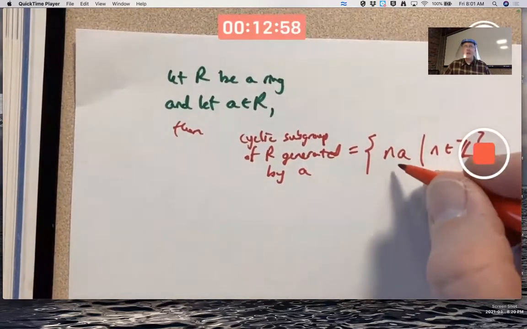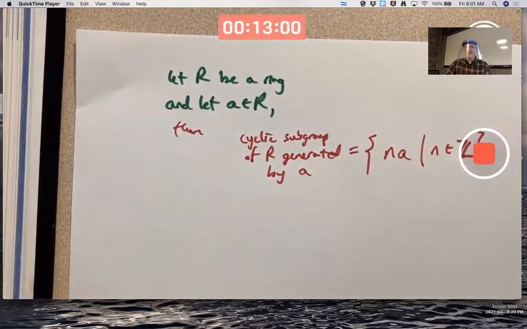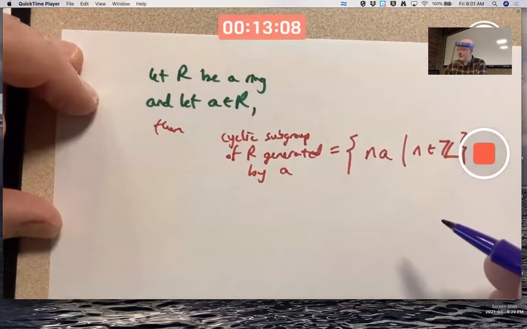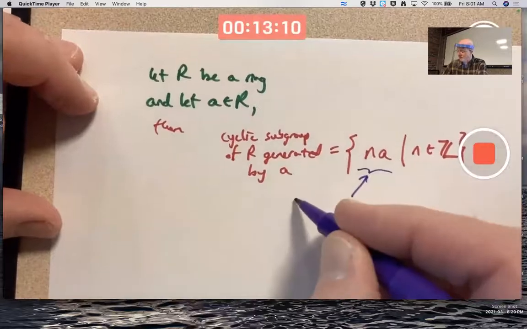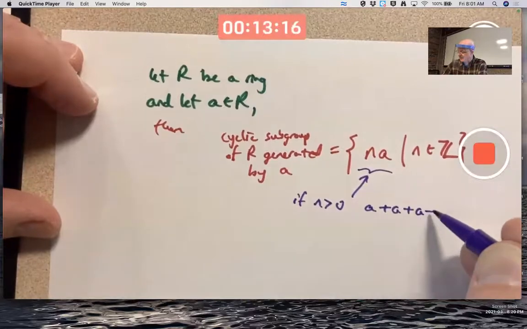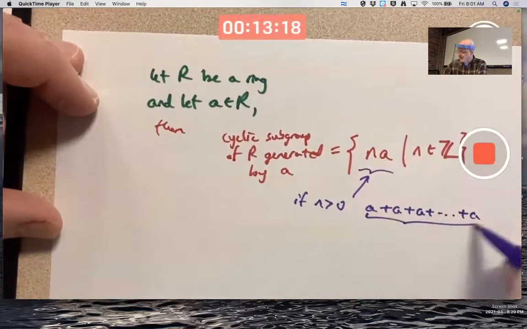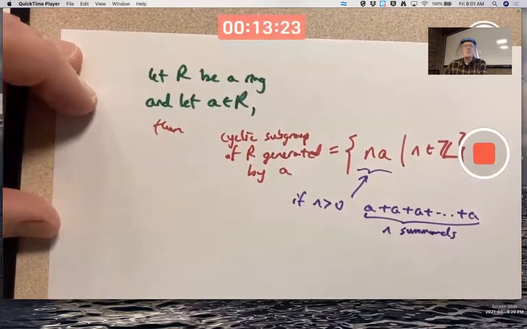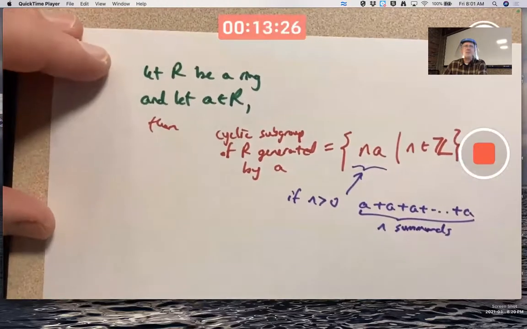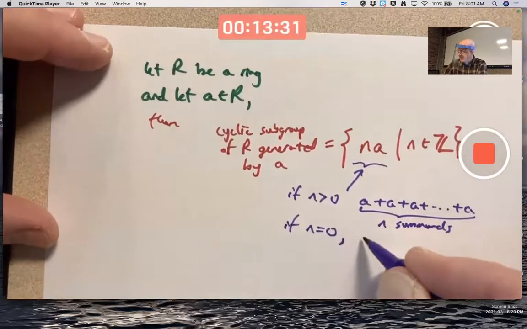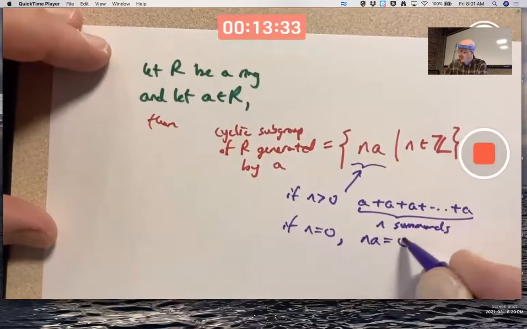This is not a product in the ring. N times A, I mean, I can say N times A, but it doesn't mean N times A in the ring. It means the integer N times the ring element A, which really means, if N is positive, A added to itself with N terms, N summands. Right, we talked about this a lot before, back in chapter 3 even. If N equals 0, then NA equals 0.